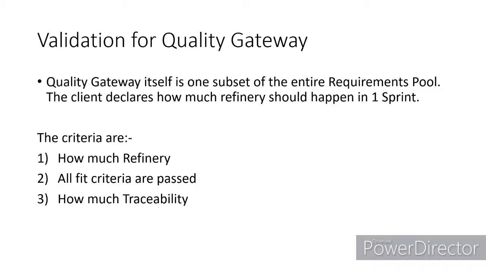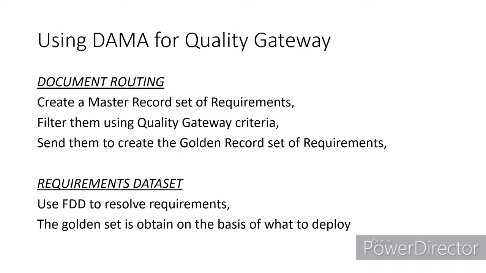Now here are the steps by which the criteria are measured for requirements, for Agile Requirements Refinery as well as Quality Gateway. It asks how much the refinery should be performed. It checks whether all fit criteria are passed or not. It verifies how much traceability should be done for the requirements. Now these are aggregated from quality standards.